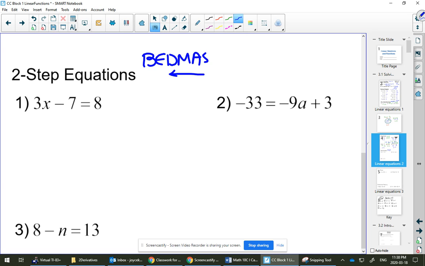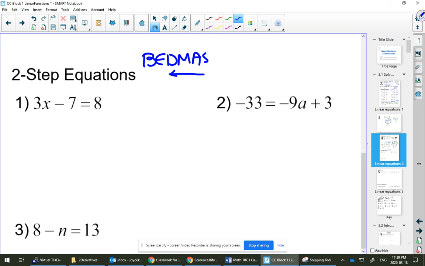So the first thing we have to do is add or subtract. We're always doing the opposite operation. Then we're going to divide or multiply, and then work through the exponents in the brackets if we have them. So for 3x minus 7 equals 8, I need to get x by itself. The first thing I'm going to have to do is get rid of the 7, so I'm going to add 7. Then I need to get rid of the 3. Right now 3 is being multiplied, so I'm going to divide by 3, and that will give me my answer.